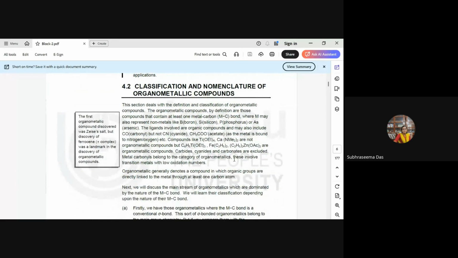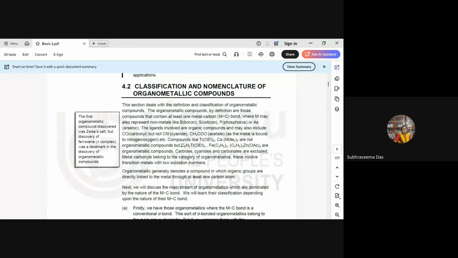So first we'll start with the classification and nomenclature of organometallic compounds. The first organometallic compound that was discovered was the Zeise's salt, and with the discovery of this Zeise's salt, a new chapter in inorganic chemistry opened, and it was organometallic chemistry. So here first we will learn about the definition and classification of the different types of organometallic compounds.